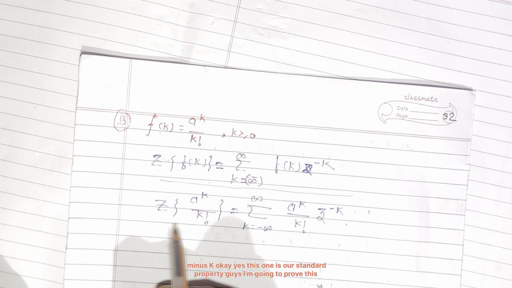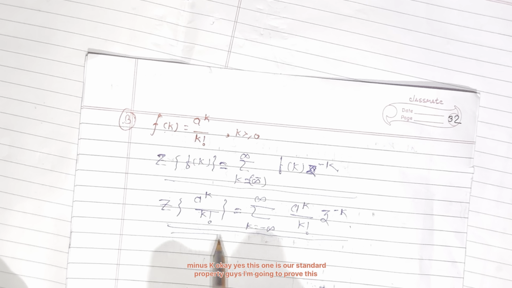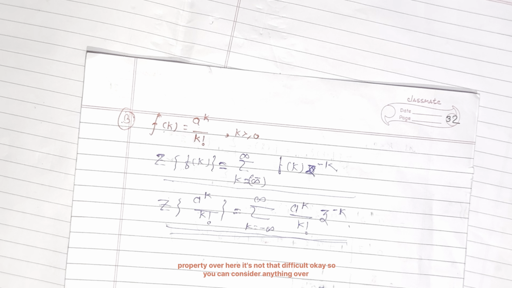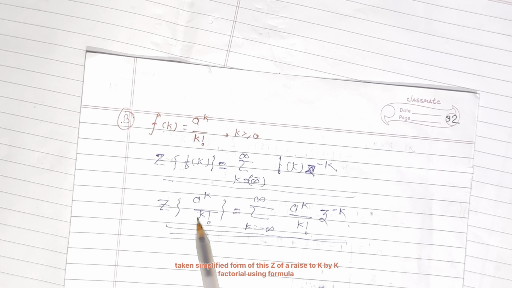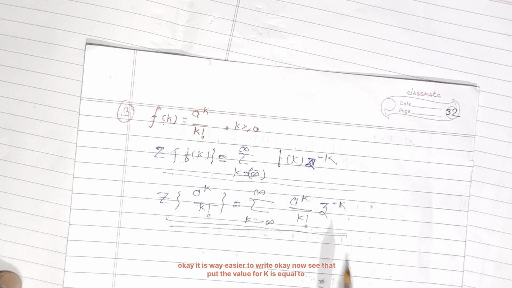This is our standard property, guys, and I'm going to prove it over here. It's not that difficult. You can consider either side here and go for the proof. Now, as we have taken the simplified form of Z of a raised to k by k factorial using the formula, I'm going to expand this part. It is way easier to write.